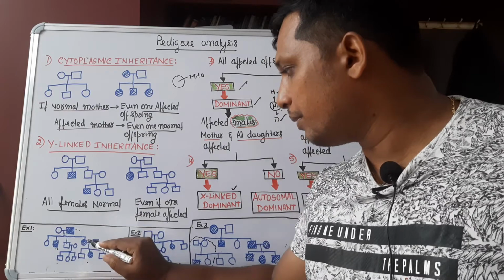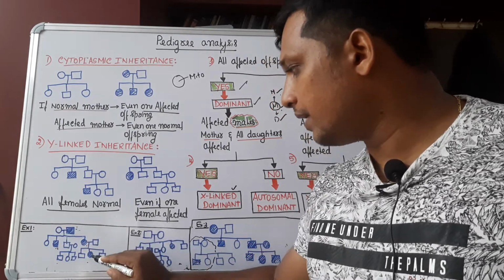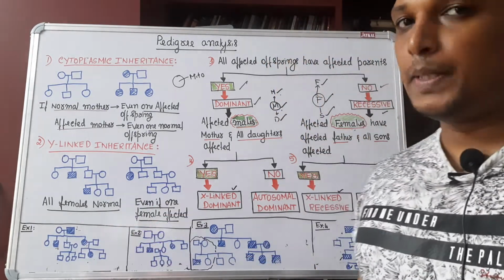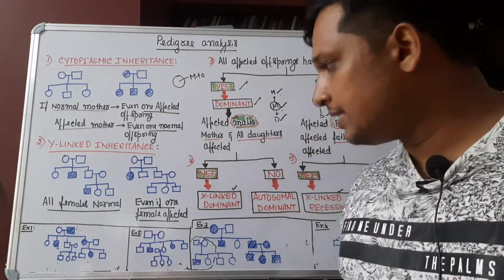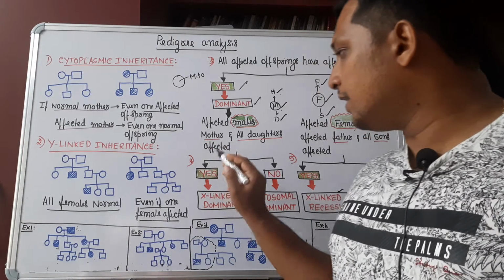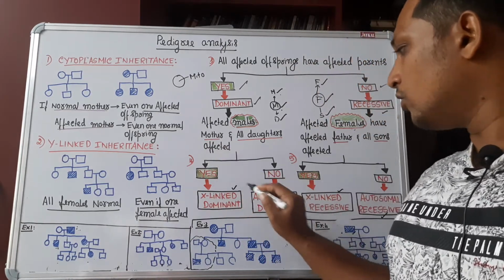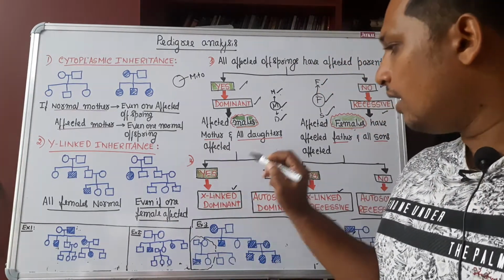Affected offspring, affected parent, affected offspring, affected parent, affected offspring, affected parent. Everywhere it is obeying. Hence, yes, it is a dominant trait. Now our job is to find out whether it is autosomal dominant or X-linked dominant. How to find out?